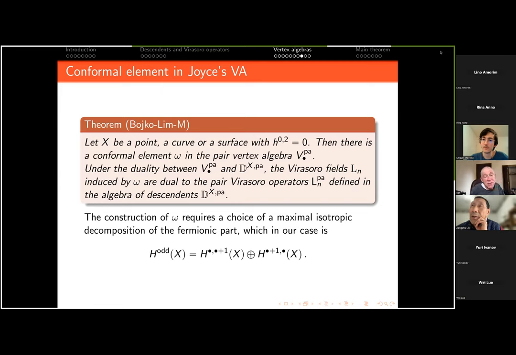Because you have these vertex algebras, and basically, I can think that before your work there were some Virasoro constraints, all right, and then you explain that these Virasoro operators come from some algebraic structure, but this algebraic structure is not the end of the line.